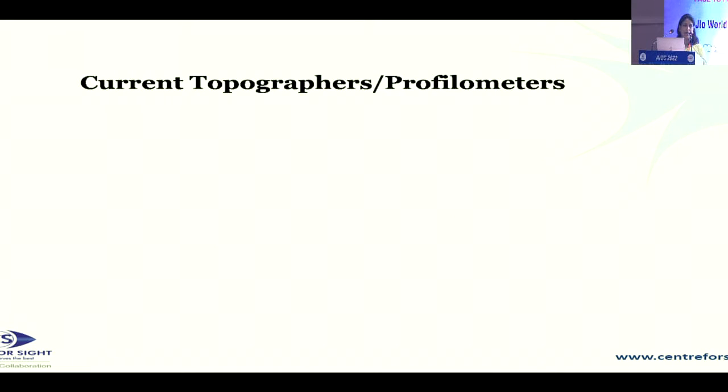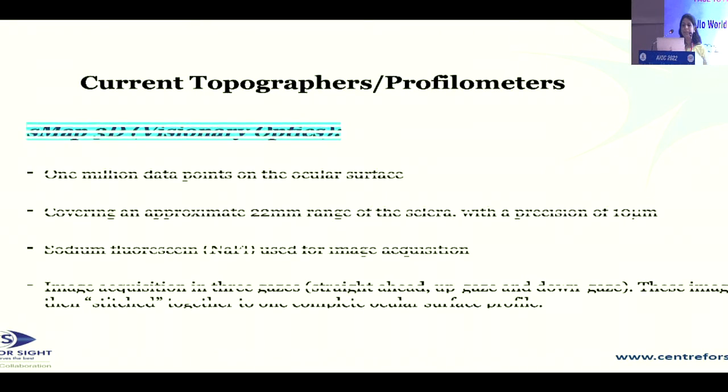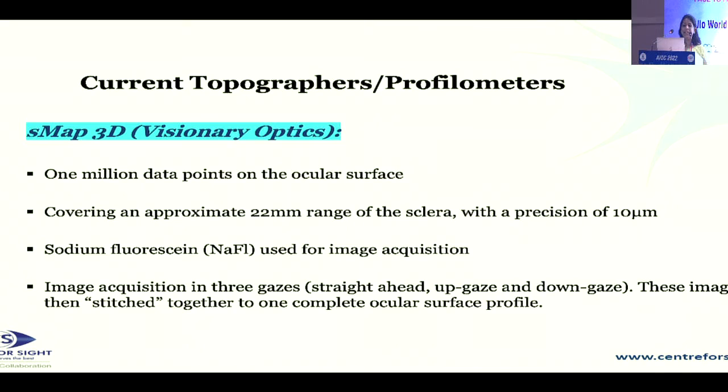So current topographers which are available in the market, unfortunately not in India, but yeah, they are available. So one is S-MAP 3D. It is from Visionary Optics. It takes 1 million data points on the ocular surface. It covers almost 22 millimeters of sclera with a precision of 10 microns.